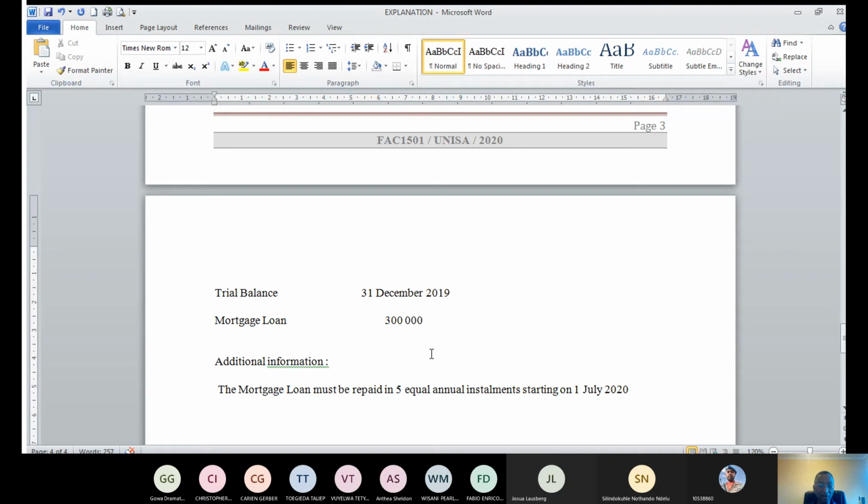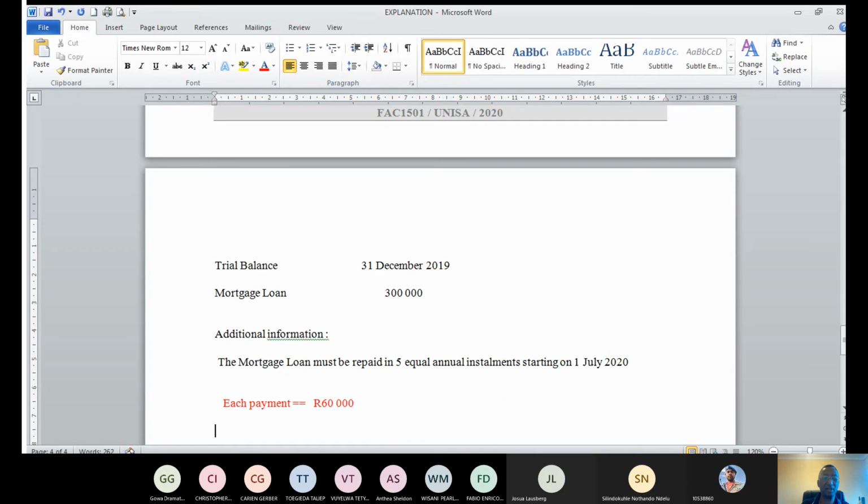We've got a 300,000 Rand loan. It must be paid back in 5 equal annual installments. Therefore, each payment will be equal to 60,000 Rand. Take the 300,000, divide by 5, and you must pay it back. So each time you must pay back 60,000 Rand.